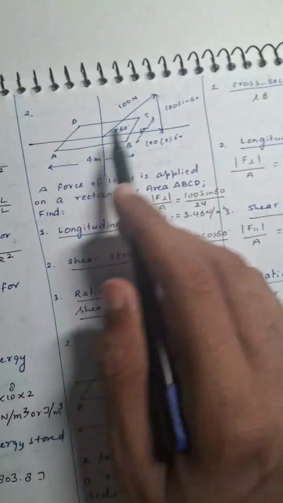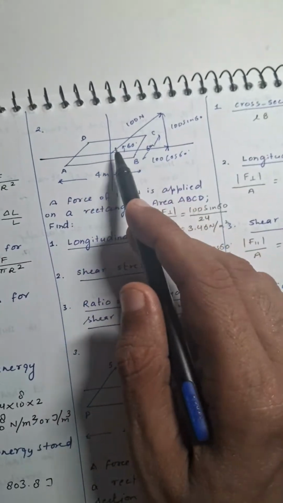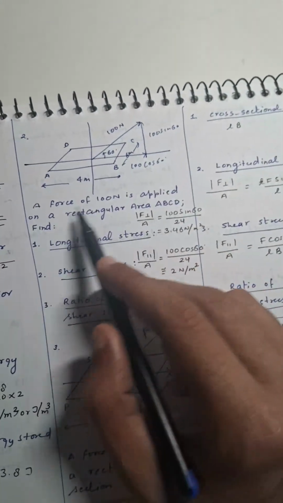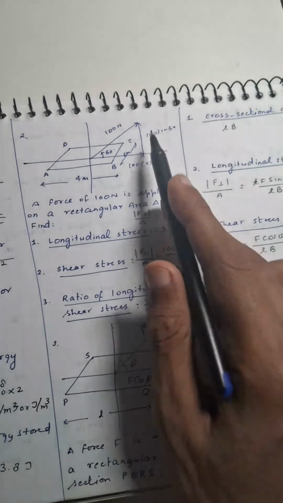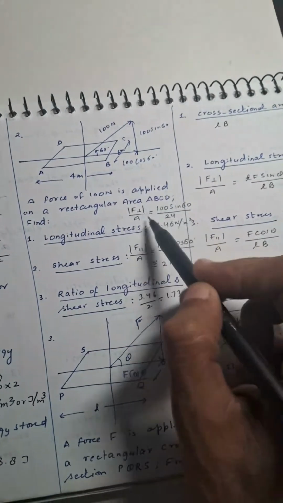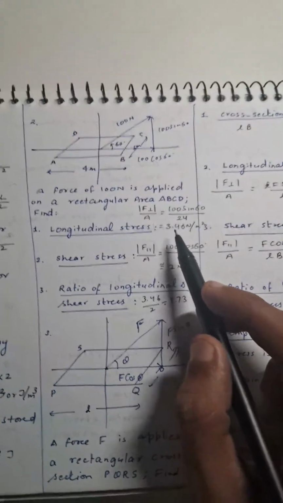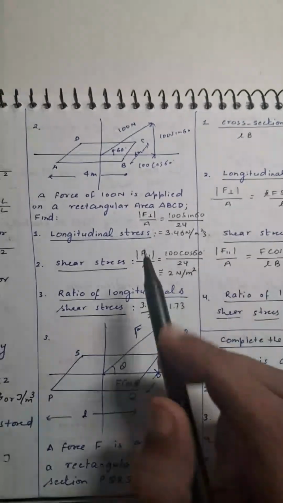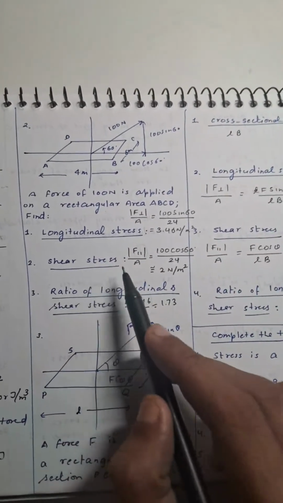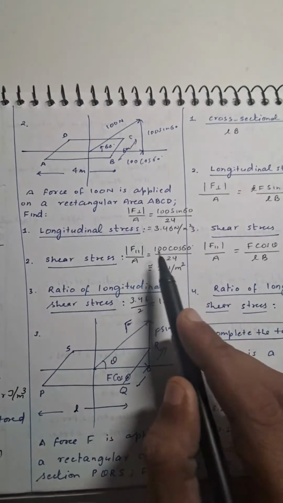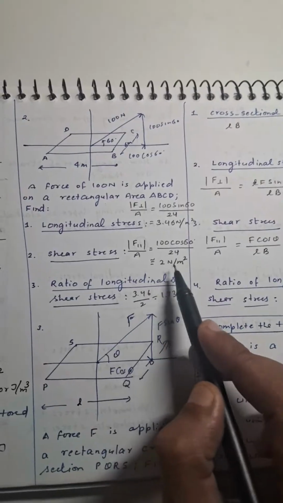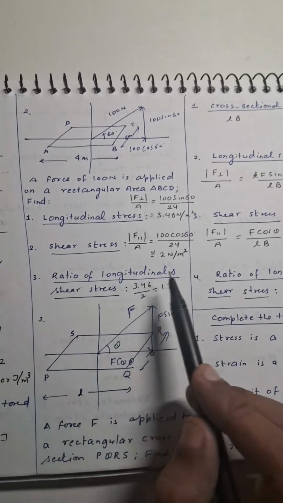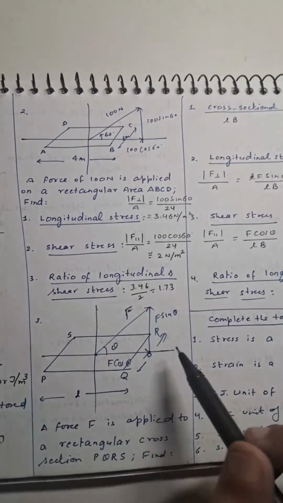Now there is a question in which a force is applied on a rectangular surface at an angle of 60 degree with the plane. So the first question is find longitudinal stress. So it is perpendicular force by area. Force perpendicular will be 100 sin 60, area is 24. So it comes out to be 3.46 Newton per meter square. Then is shear stress. So shear stress will be parallel force by area. Parallel force will be 100 cos 60 by 24. So it's about 2 Newton per meter square. Then ratio of longitudinal and shear stress, it is 1.73.